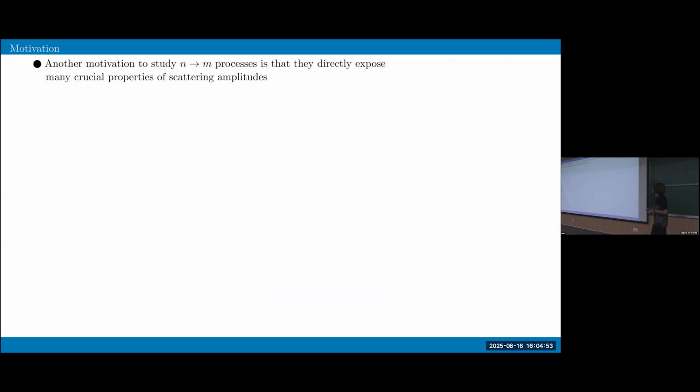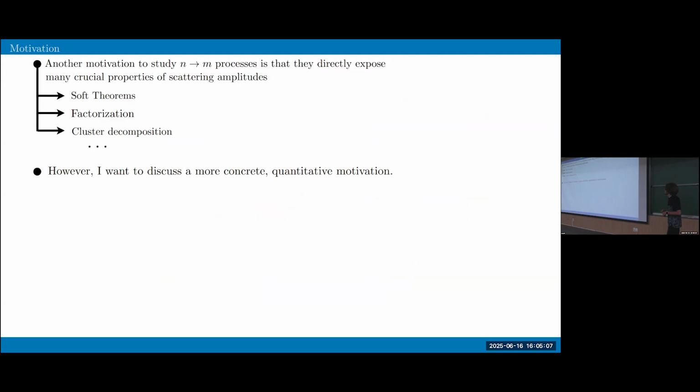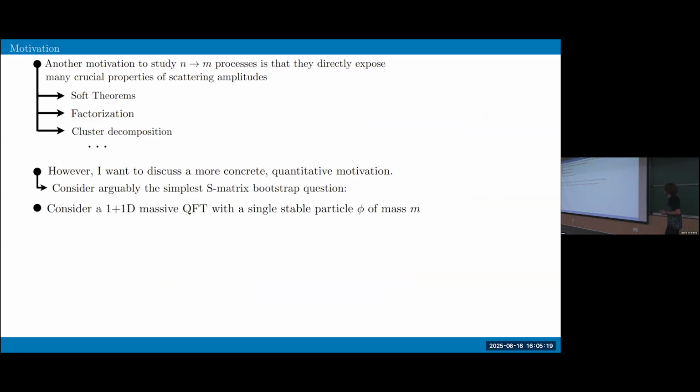Now, there are many other motivations to study N-to-M processes. For example, they directly expose many properties of scattering amplitudes that are not accessible from 2-to-2 alone, such as soft theorems, factorization, and cluster decomposition. However, today I want to discuss a more concrete and quantitative motivation to study these processes, which is the following. So let's consider what's arguably the simplest Bootstrap question one could ask. Let's start with a massive quantum field theory in 2 dimensions with a single stable particle phi of mass m, and ask the following question.